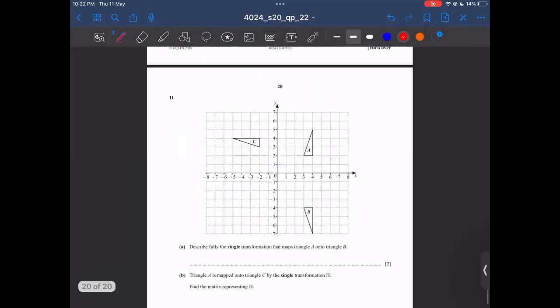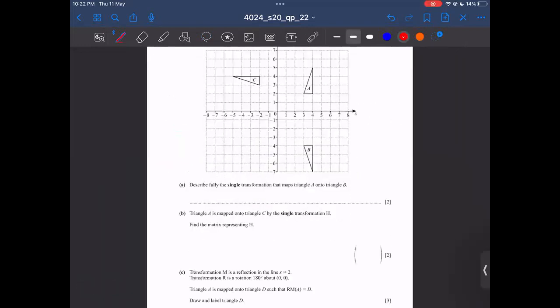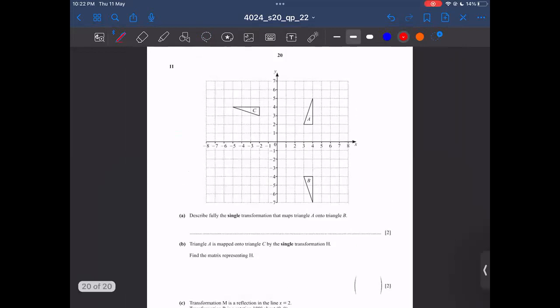Okay. Now we have question 11. They are asking you to describe fully the single transformation that maps A onto B. So from A to B, you can check that it is not enlargement. The size of the shape is not changing from A to B. Secondly, we have translation. Translation does not change the dimensions of the triangle. So this is pointed upward, this is pointed downward.